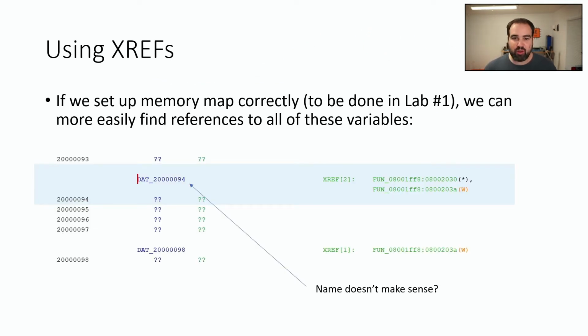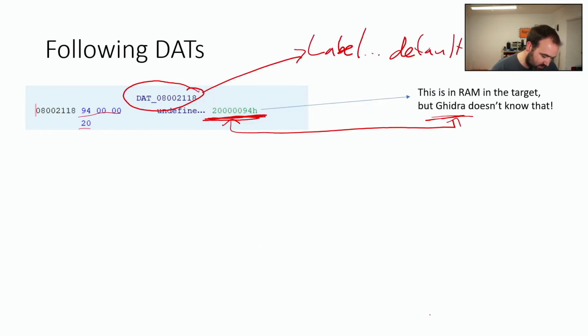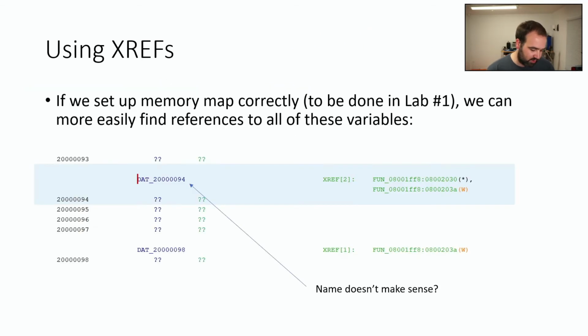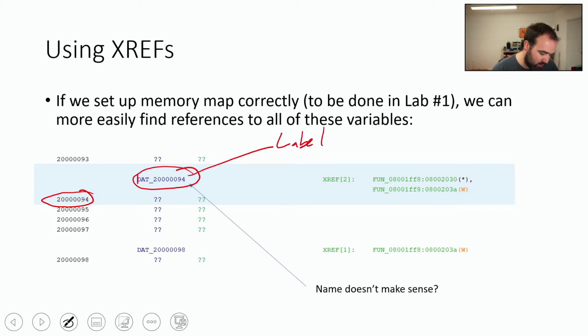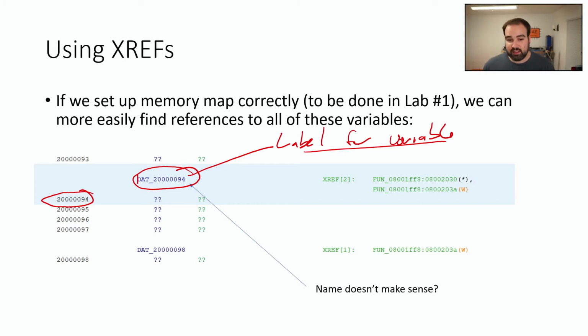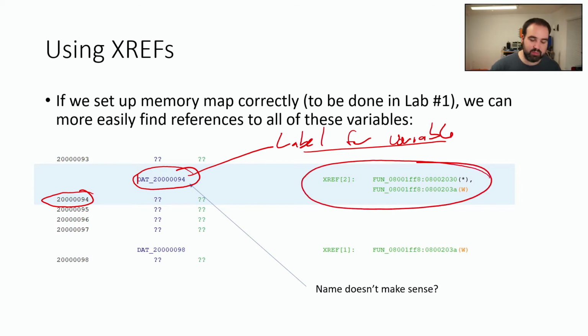If we set up the memory map correctly, to be done in lab number 1, we can find the references to all these variables. So now if I look at this address, zeros, 94, and the H means hex, so that's not part of it. If we go to 20094, we now have this variable. So again, this is a label for a variable. And that's why the name doesn't make sense, because it doesn't know, right? It's just going to give it the default name. And we now see that this is referenced in some new spots, right?